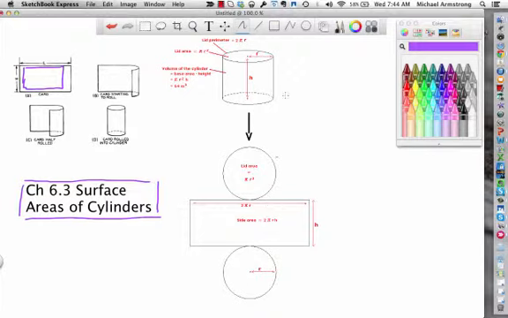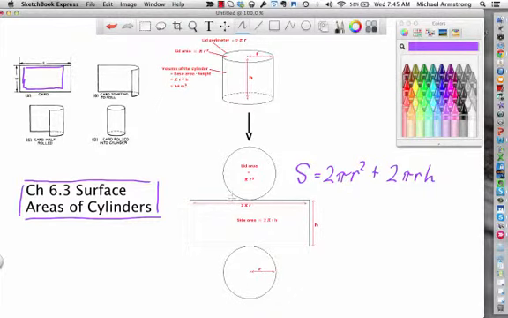Now there's a formula, and the formula is A, which, let's not use A because that's just area. We're going to use S for surface area, and it equals 2 times pi times radius squared plus 2 times pi times the radius times the height. And let's take this apart.